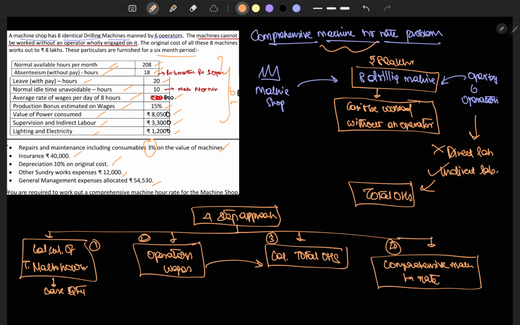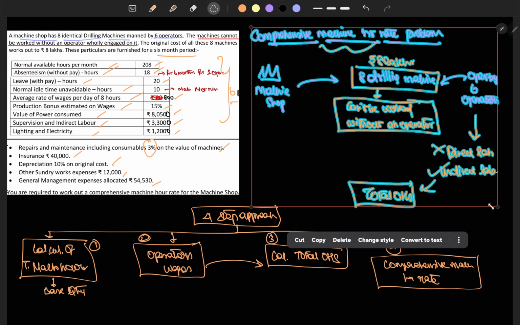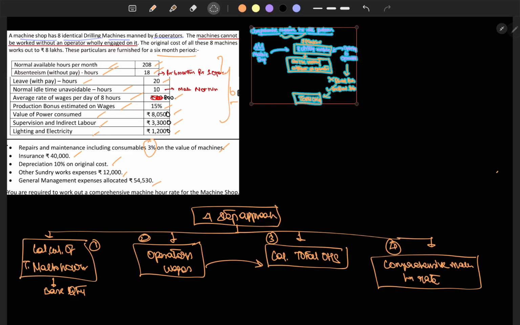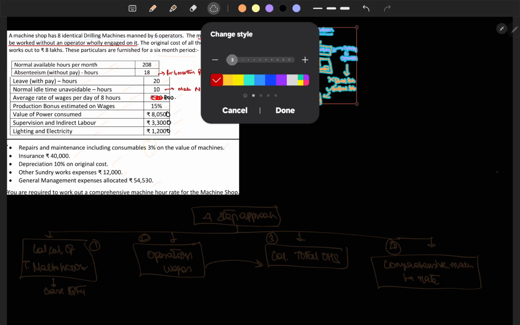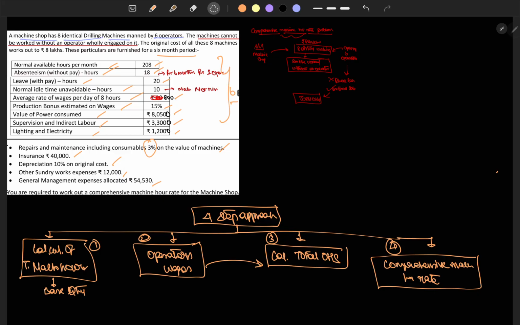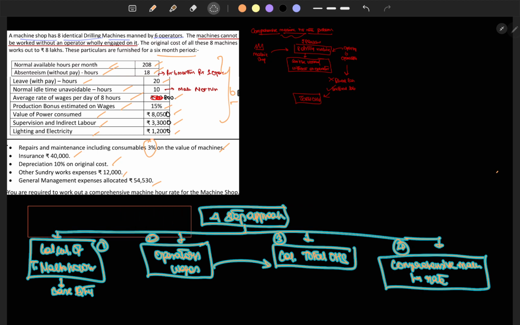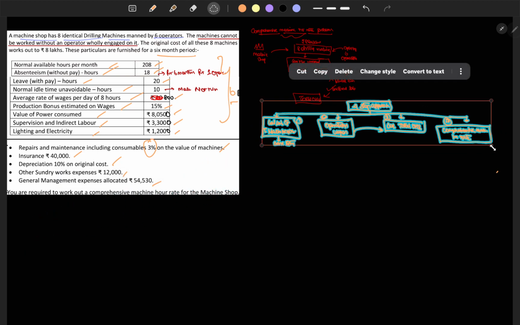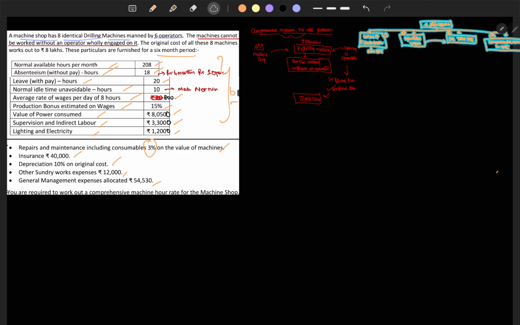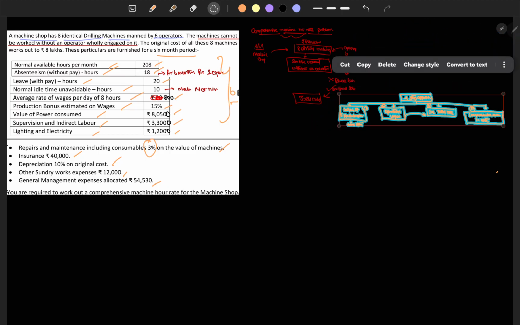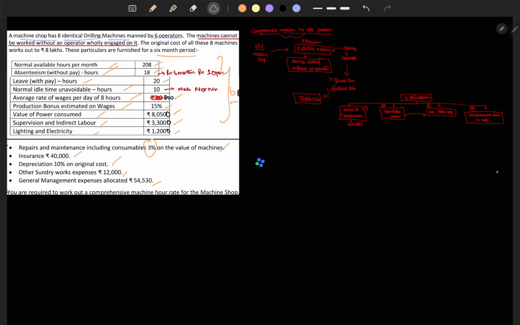Okay, and I hope you guys are clear with this sum. Shall we get into this? Yes, let's change the style. Done. Okay, that's it. Okay, shall we start the sum?